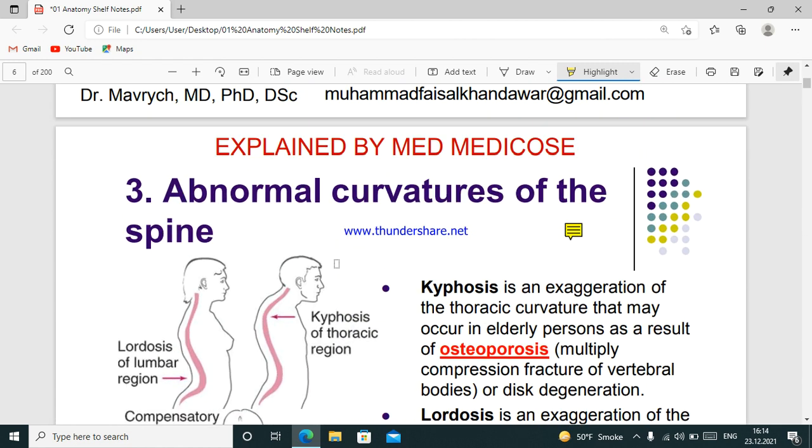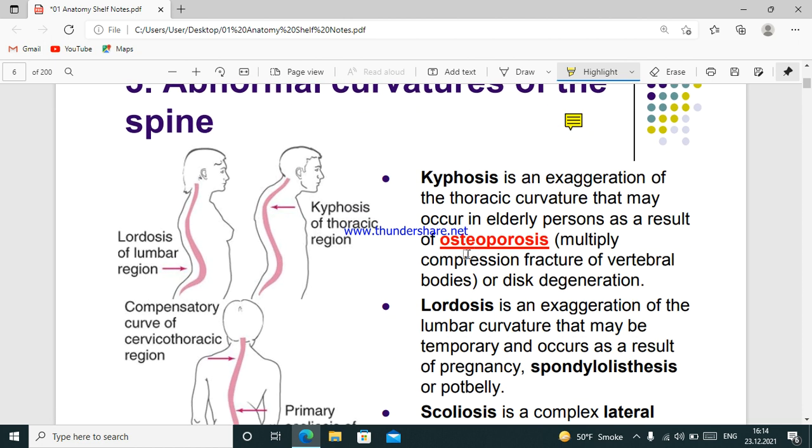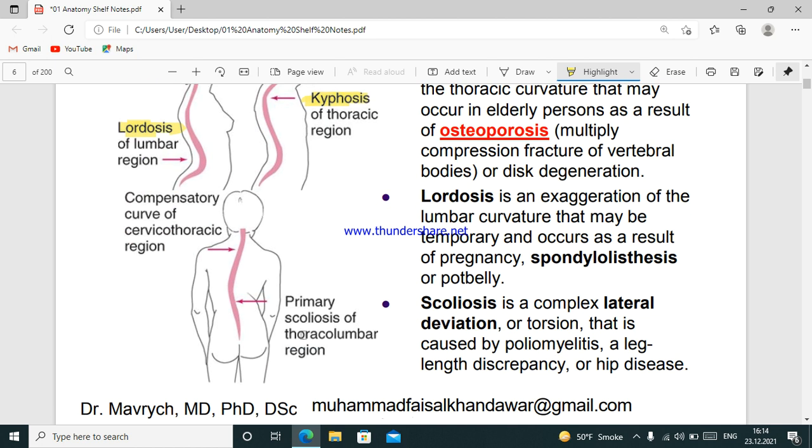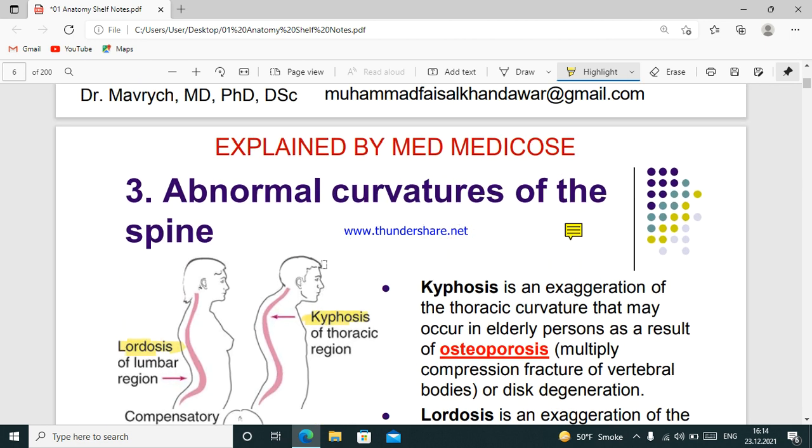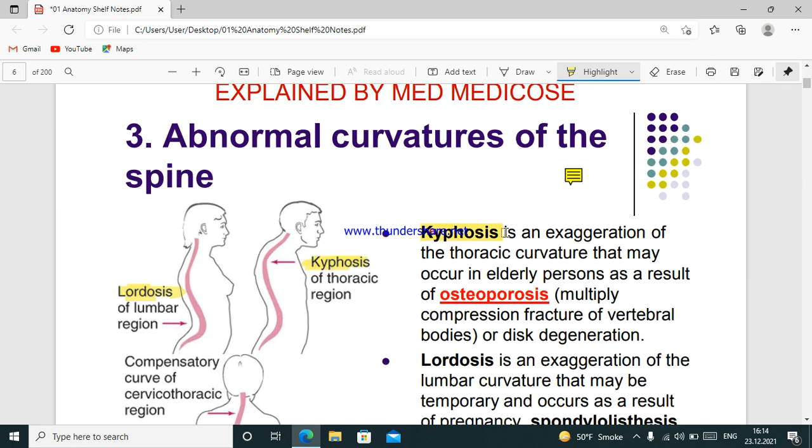And here we have the abnormal curvature of the spine. So what is the abnormal curvature of the spine? There are three types of abnormal curvature of the spine. One is kyphosis, the other is lordosis, and the other is scoliosis. So these are the three curvatures of the spine. First of all, we have to know about kyphosis.